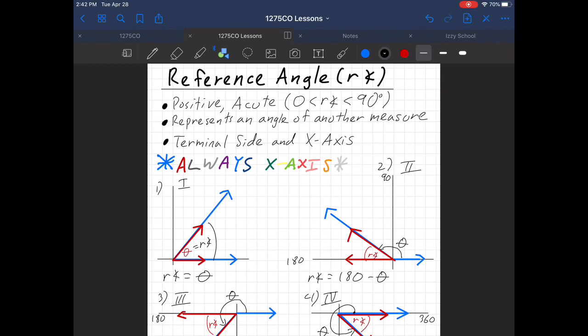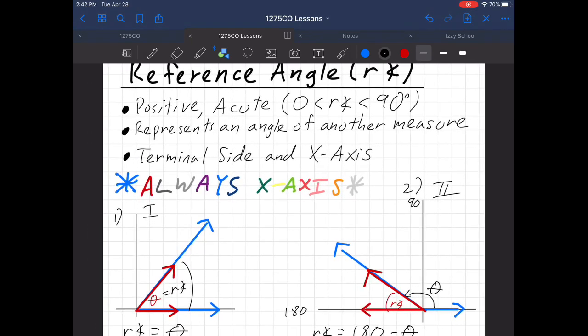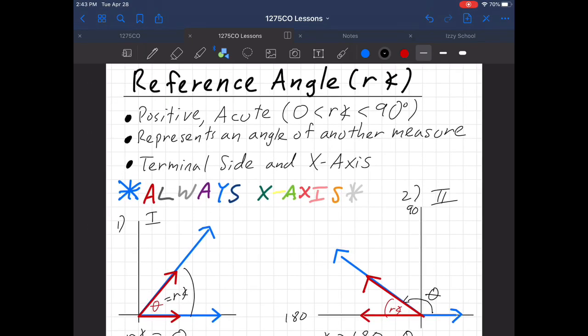So continuing with our trigonometry unit, I want to talk about a reference angle first. This is going to be a very important kind of vocabulary piece because reference angles are going to be used a whole lot. First of all, a reference angle is a positive angle. It is an acute angle, which means that it only measures between 0 and 90 degrees. It's not going to be 0, it's not going to be 90, but it is going to be anything in between there.